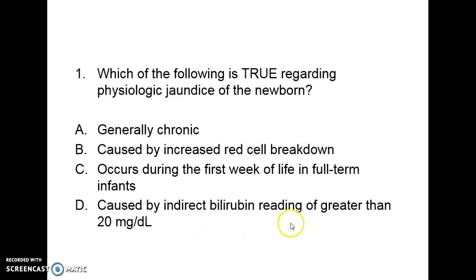Caused by indirect bilirubin reading of greater than 20 mg per ml. If you remember, the number on the previous slide should be 2 mg per ml.